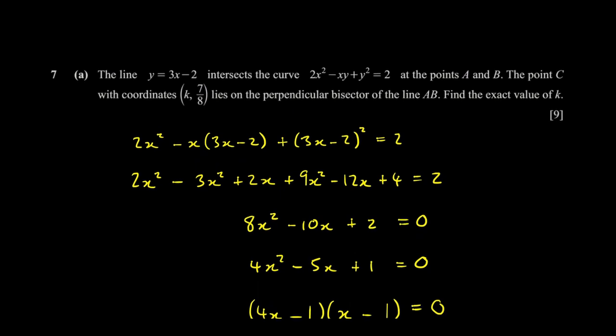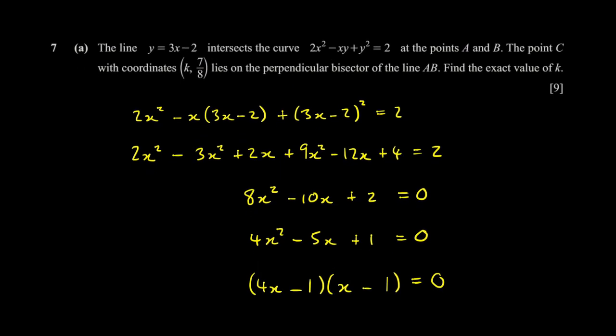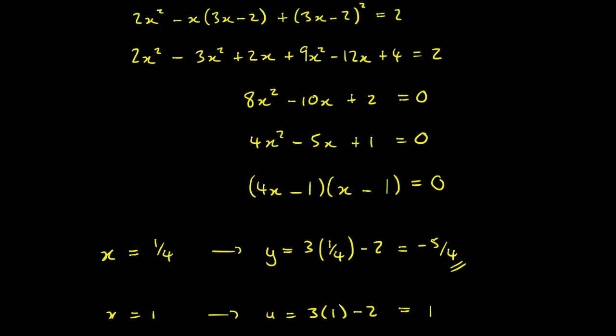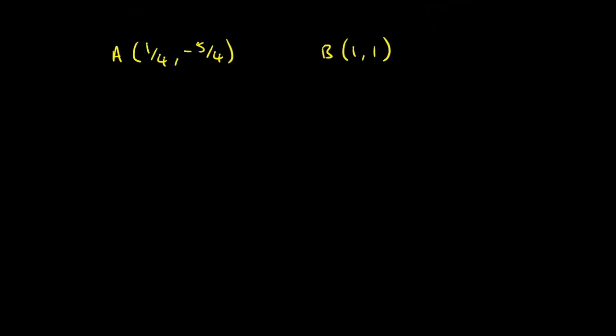Now let's go up. The point C with coordinates (k, 7/8) lies on the perpendicular bisector of the line AB. All right, well then we probably want to find the perpendicular bisector of AB. Now, what do we mean by perpendicular bisector? We mean the line that runs perpendicular to AB and that goes through the middle of AB. So I think it might just be best if I was to draw it out, actually.